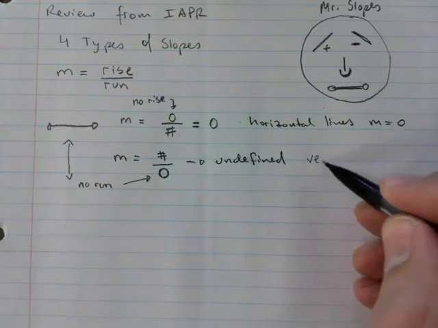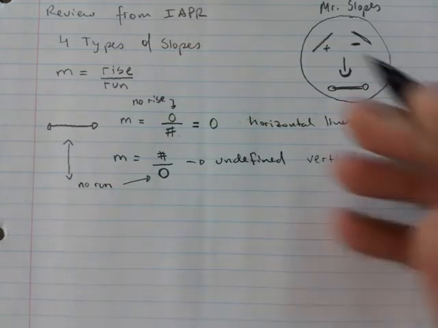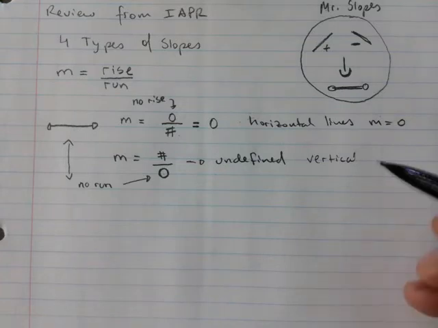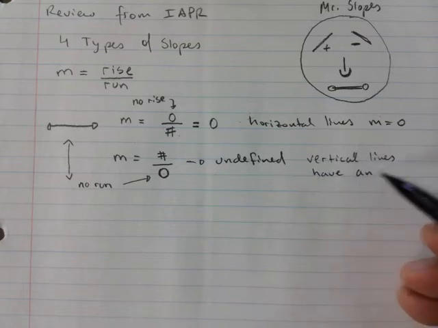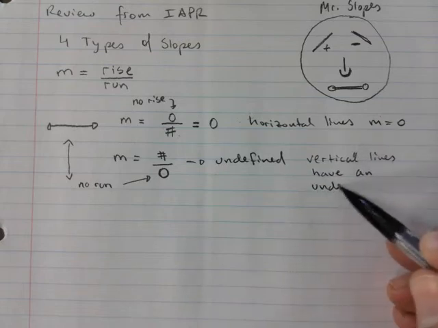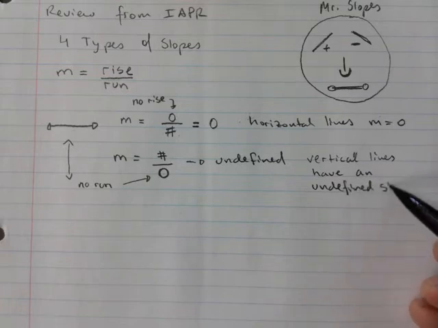So vertical lines have an undefined slope. Okay?